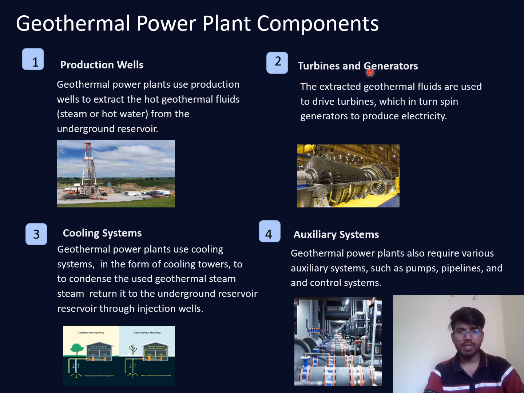And the second one is turbines and the generator. The extracted geothermal fluids are used to drive turbines, which spin a generator to produce electricity. And the third one is the cooling system. The geothermal power plant uses a cooling system in the form of cooling towers to condense the used geothermal steam, which is returned into the underground reservoir through the injection well. And the last one is the auxiliary system. The geothermal power plants also require various auxiliary systems such as pumps, pipelines, and the control system.